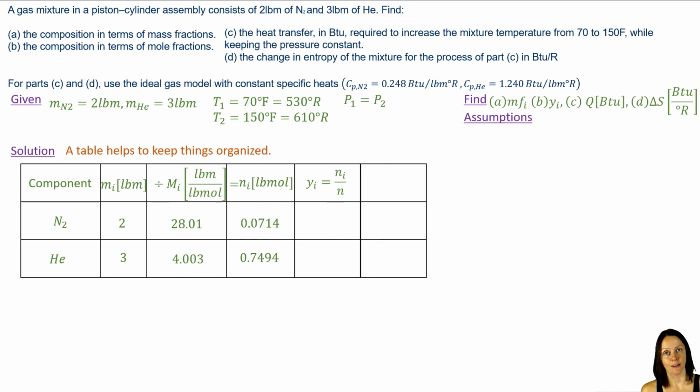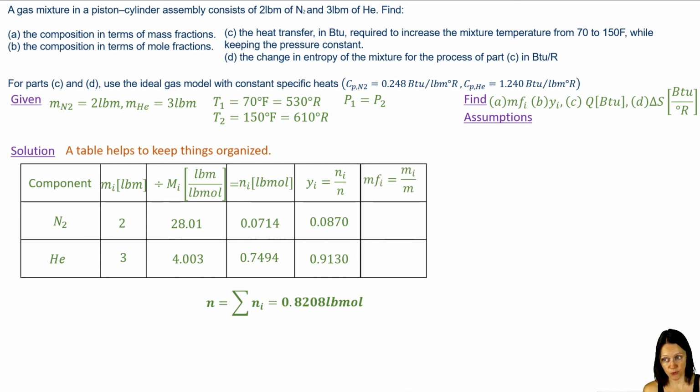Then I calculate my mole fraction. I've got the number of moles of each component. I just need to get the number of moles of the mixture, and that's just 0.0714 plus 0.7494, and that gives me 0.8208. So the mole fraction is going to be the number of moles of each component divided by 0.8208 pound mole. So I've got my mole fraction.